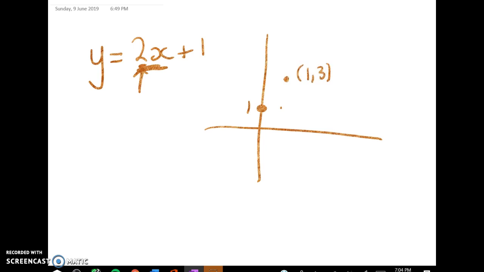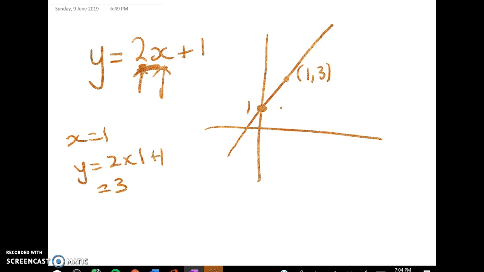Now I could have done that not using my graph, but by substituting a value in here. So when x equals 1, we get y is equal to 2 times 1 plus 1, which is 3. And you should be good at both of those methods, right? And then we draw our line using a ruler, and it looks like that.